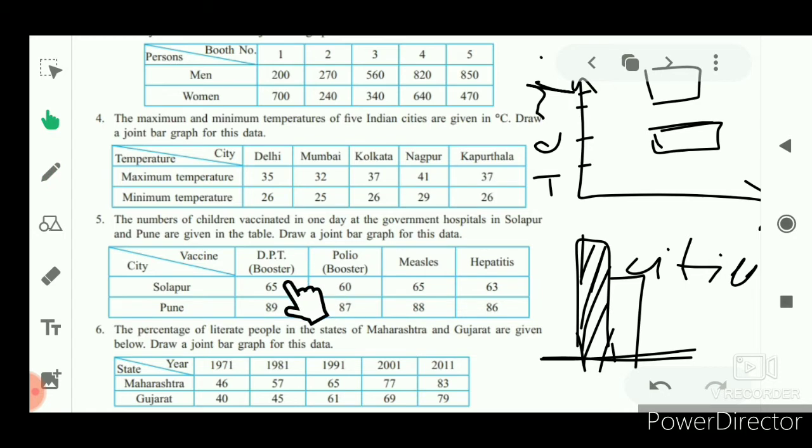First of all, let's take these constant vaccines: DPT, polio, measles. These are the constants, and the number of children are the variables here. These are constantly changing: 65, 60, 65, 60. These are the number of children that have been vaccinated. So we will take these variable quantities on the y-axis.